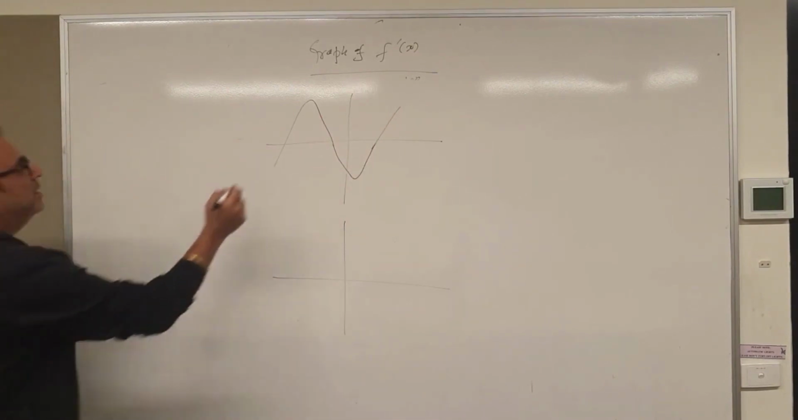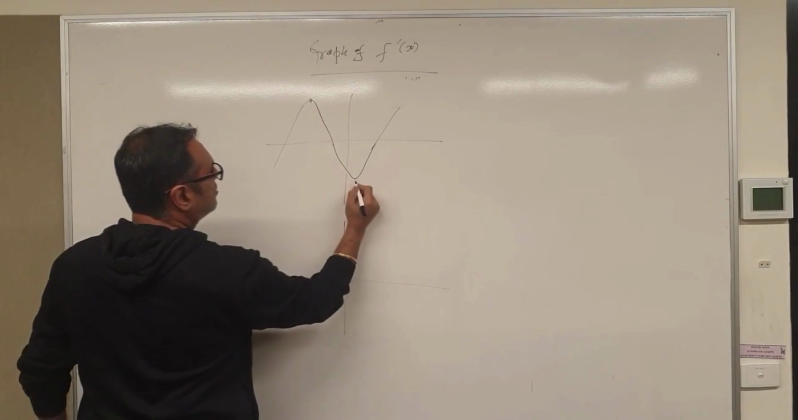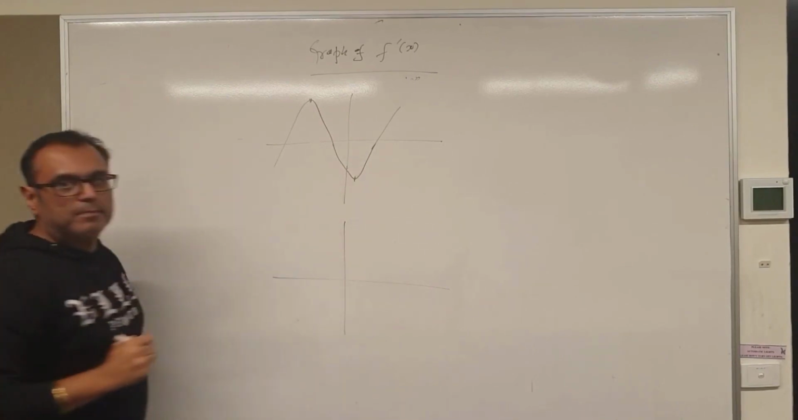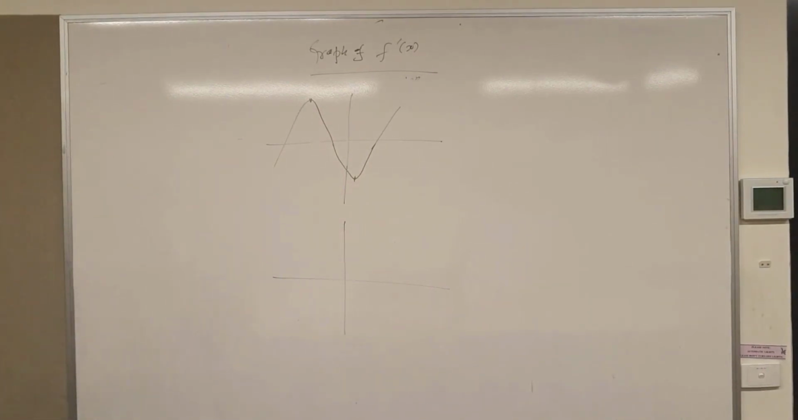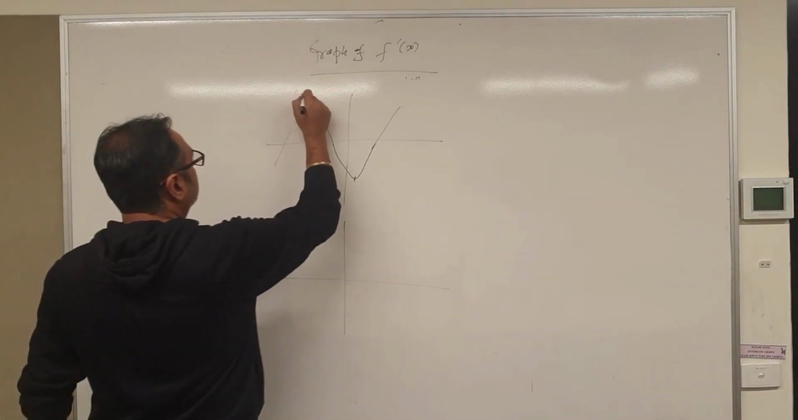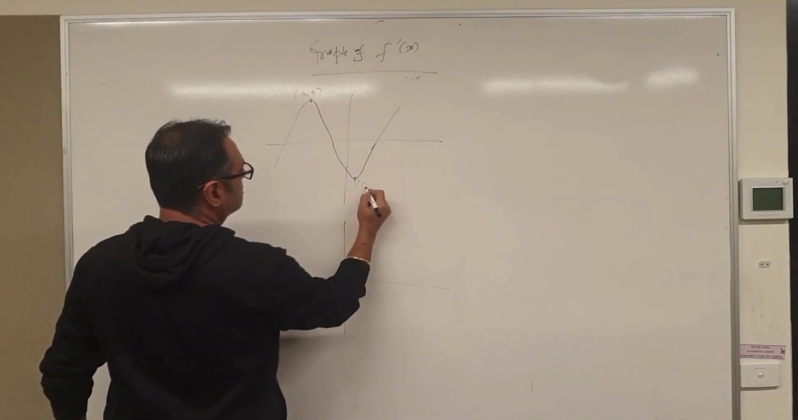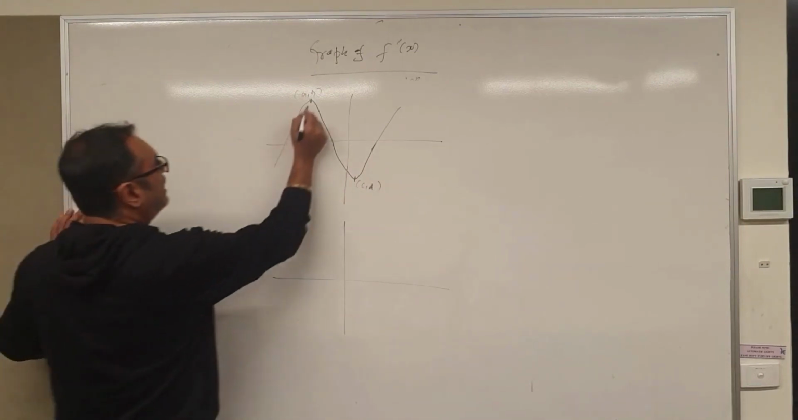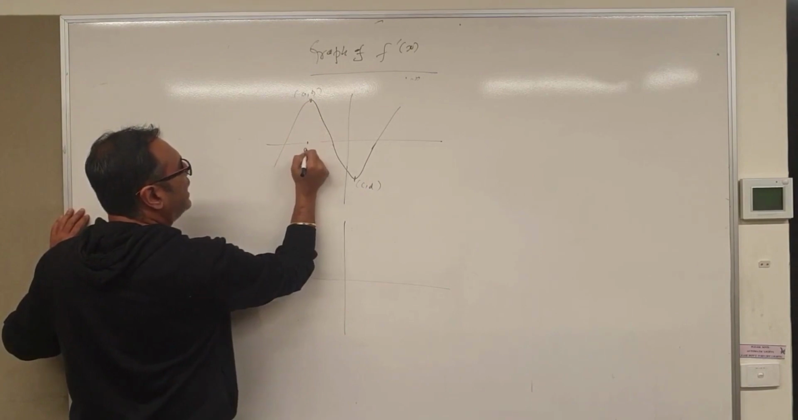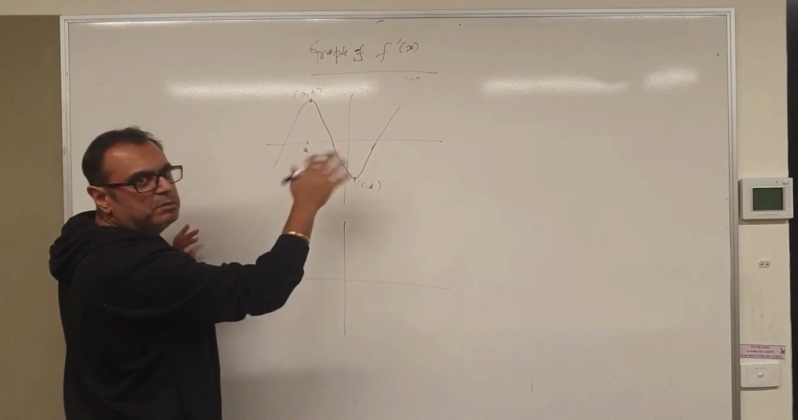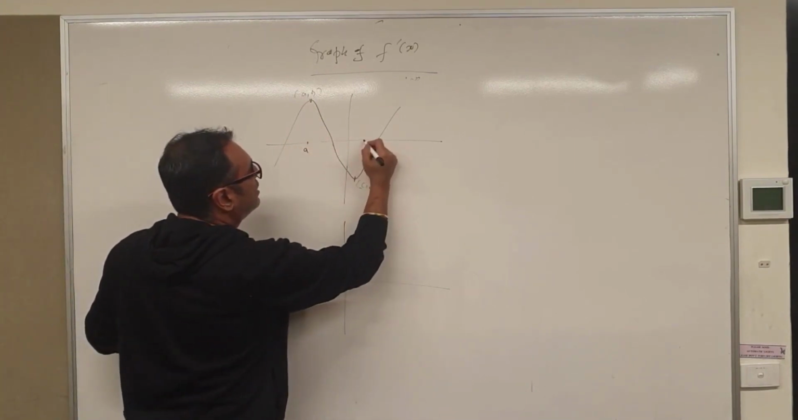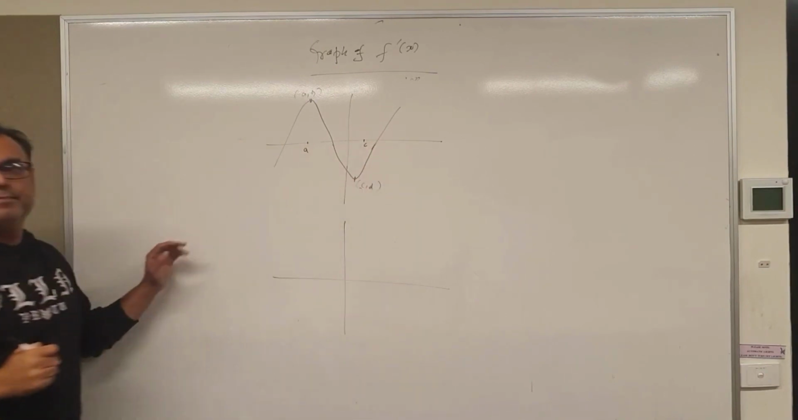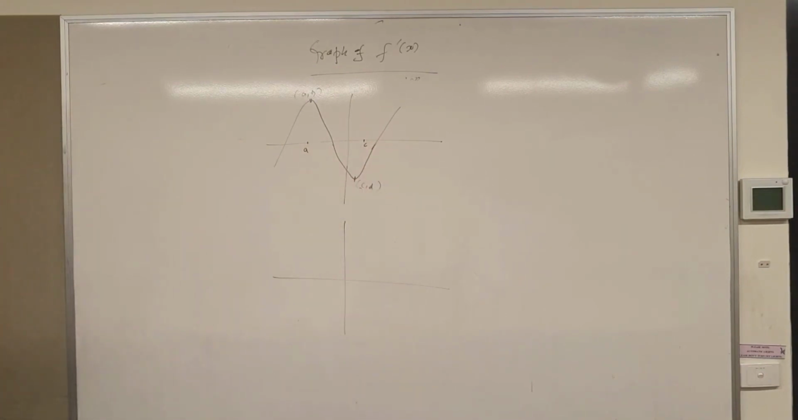Okay? Let's say there are two turning points here. The turning points are, let's say, (A, B) and (C, D). What's the value here? A. Could be negative, could be positive. Right? What's the value here? C. Correct? So far so good.